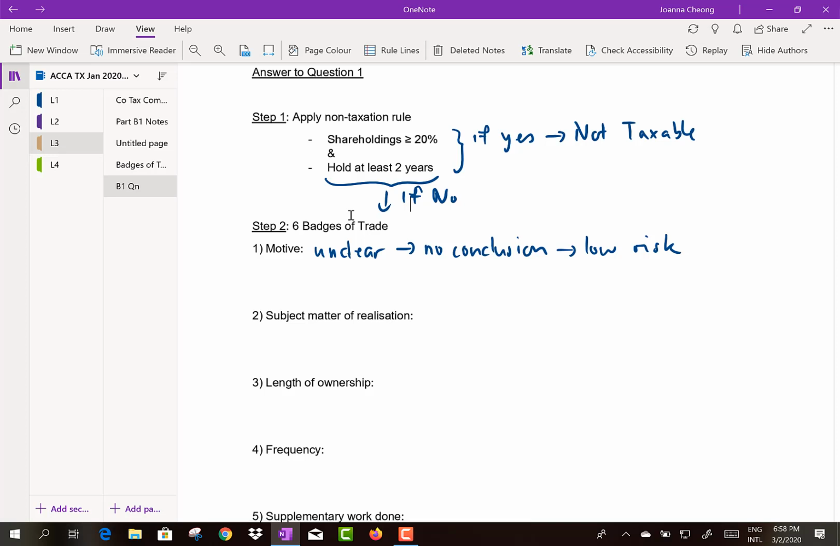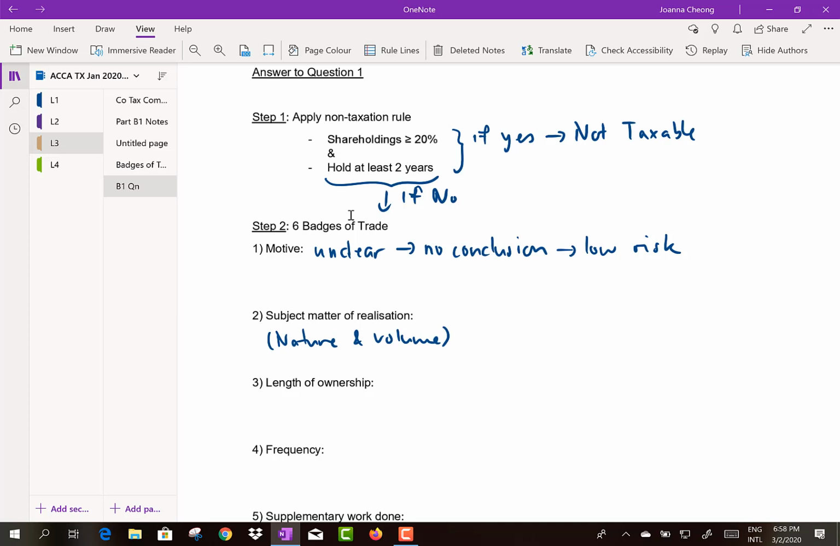Now, what about subject matter realization? When it comes to subject matter realization, we look at two things. We look at the nature of the item that is transacted, and we also look at the volume. Now, what is the nature? That means what is the thing that they have sold? Shares. Now, shares itself can be held for investment purpose, can also be for trading purpose. So it's very neutral. There's no clear, fixed notion that straight away it is trade. It can be trade, it can be for long-term investment.